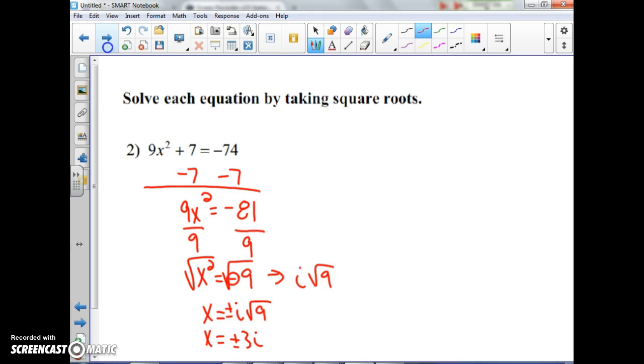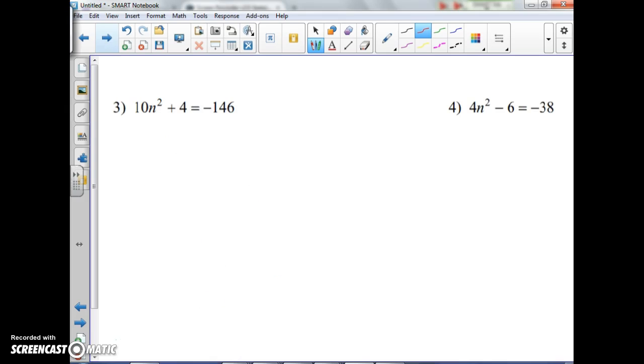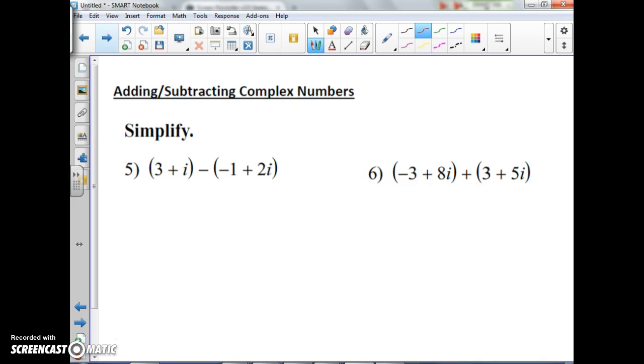Now these are numbers, so I can do lots of things with numbers. And what I want to try, first off, before I get into the new thing, is I want you guys to try questions 3 and 4, and we're going to talk about them on Monday.